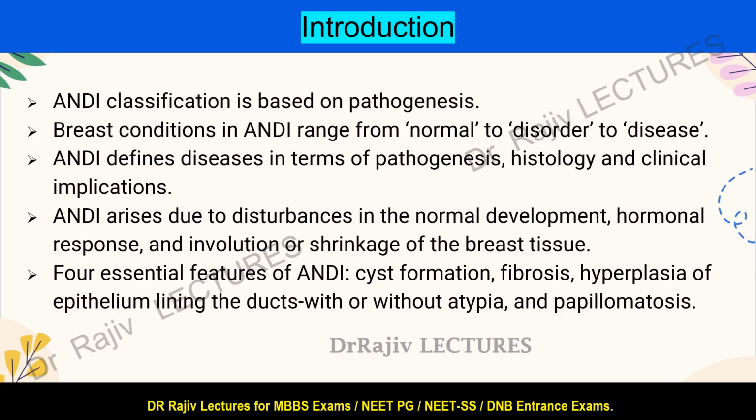Terminology in benign breast disease is confusing because it is not based on sound concepts of pathogenesis. The ANDI classification is based on pathogenesis. It represents a spectrum of breast conditions that ranges from normal to disorder to disease. This classification defines an individual patient problem in terms of pathogenesis, histology, and clinical implications.